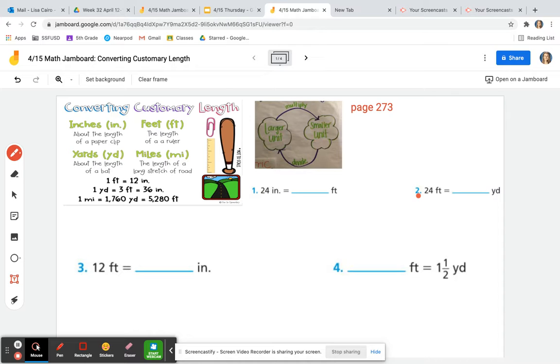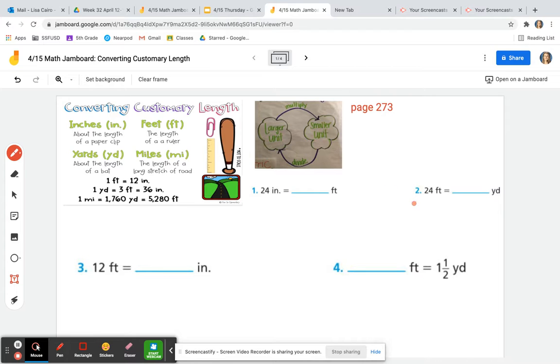The first thing that we're going to ask ourselves is, just like we did in metric units, are we going from a smaller unit to a larger unit or a larger unit to a smaller unit? In other words, for this case, is 1 foot smaller or larger than 1 yard? A foot is smaller than 1 yard. So we are going from a smaller unit to a larger unit, feet to yards. We are going to divide here.